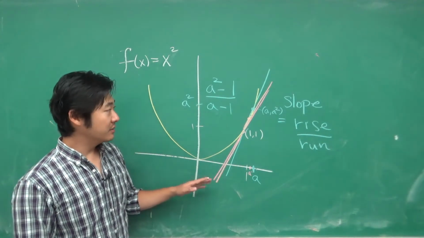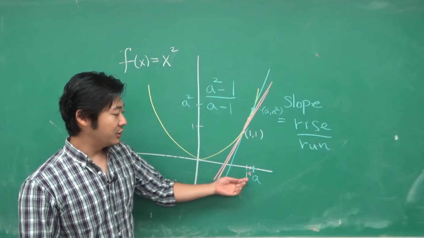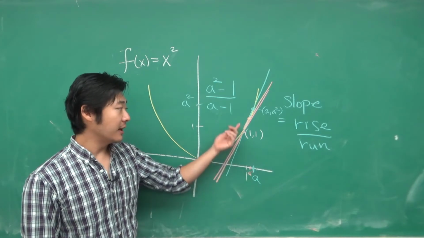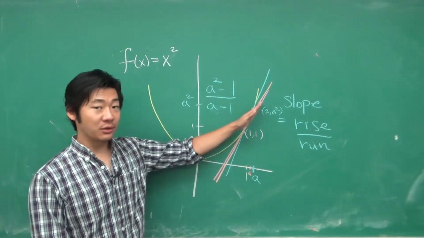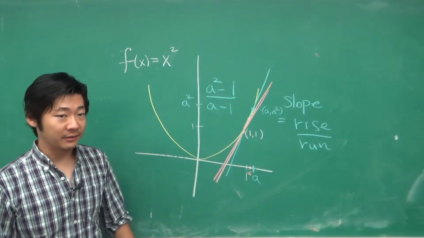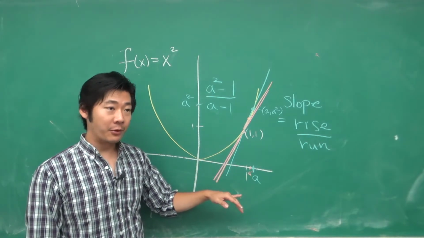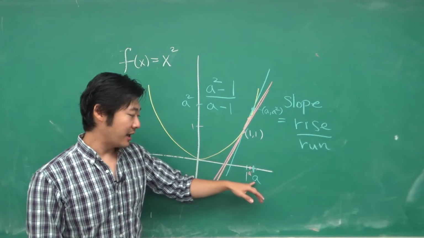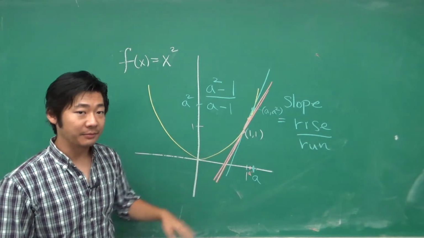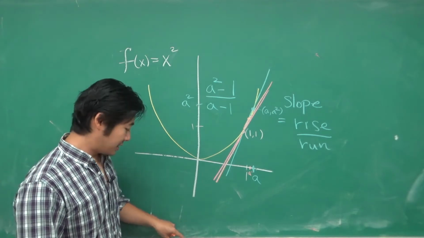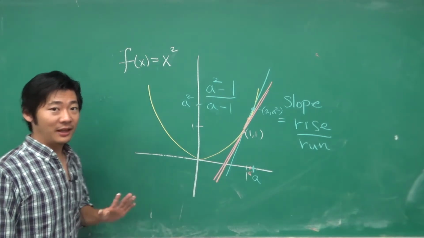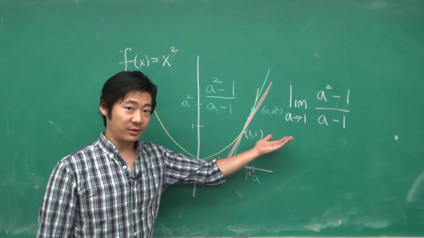Now we can approximate the pink line better if we choose a point, let's say a prime, that's even closer to 1 than a, right? So this orange line, the slope becomes closer and closer to the pink line. So if we figure out what the slope is as a approaches this point, it'll be the slope of the pink line. And we've discussed how to compute things when some quantity is approaching something, and that's the limit. We know how to compute this limit.